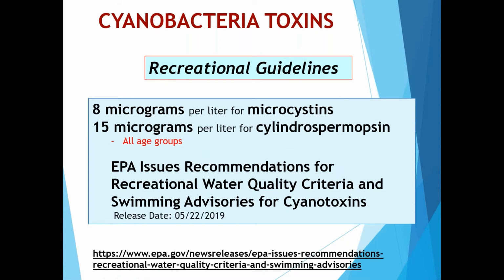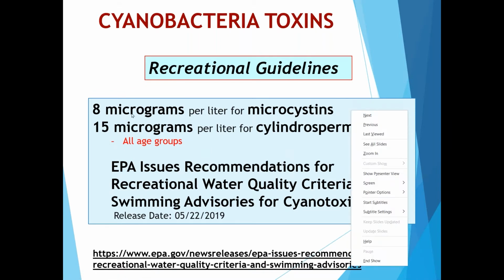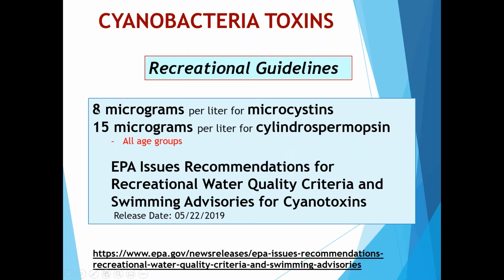For recreational guidelines, this was interesting. They originally had this set at 6 or 4, which was more restrictive than Ohio. Ohio is 6 micrograms per liter for microcystin. Ultimately, by the time they actually released the guideline, it was 8. I don't disagree with that, but I'm not sure I would be swimming in 8 micrograms per liter of microcystin. For cylindrospermopsin it's higher, 15 micrograms, because it's less toxic. They did not stratify that by age group.